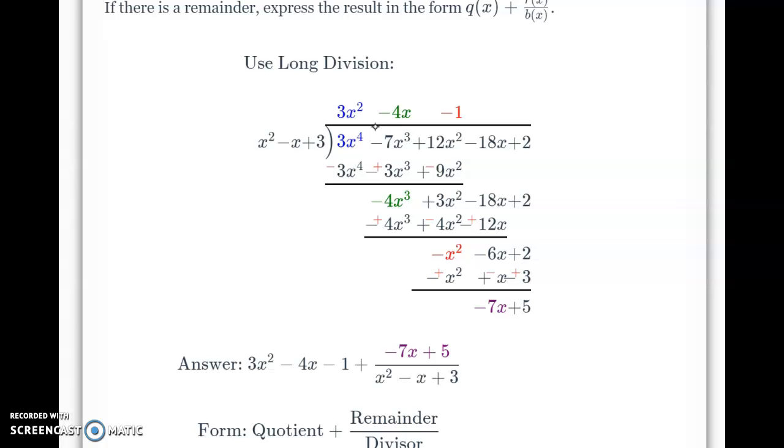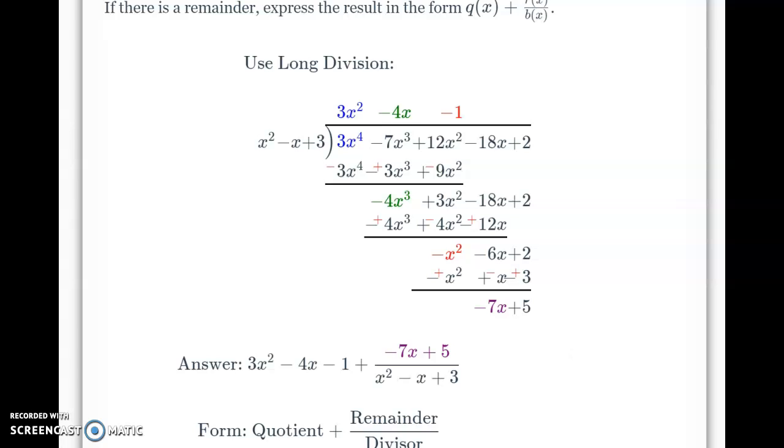Bring down your terms. And I repeat. So I have a negative 4x cubed as my leading term here. What do I multiply x squared by to get negative 4x cubed? Well, negative 4x. And I distribute that to each one of these and repeat this process.